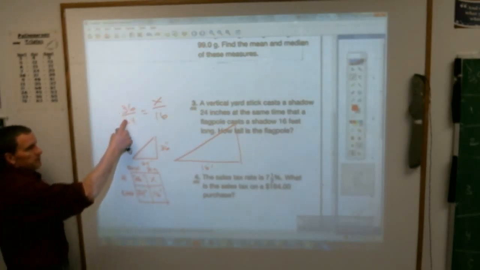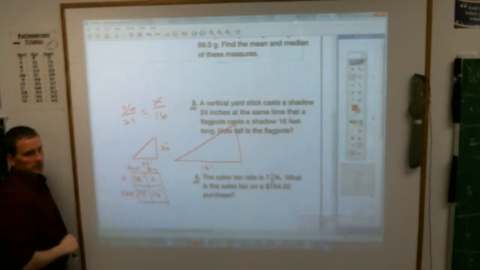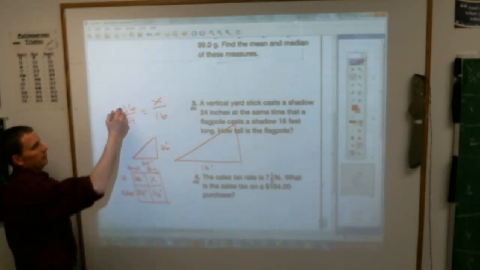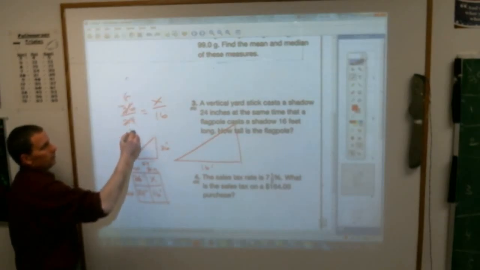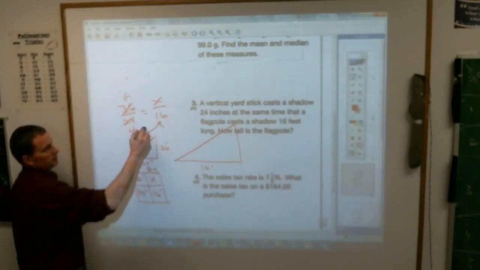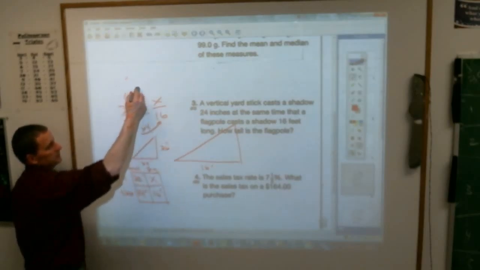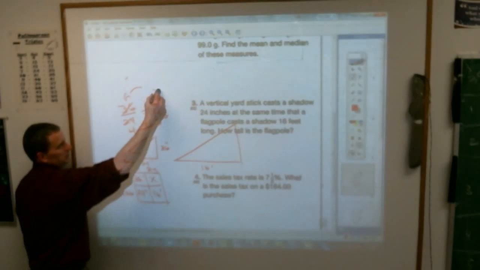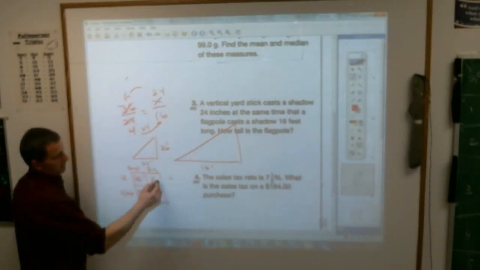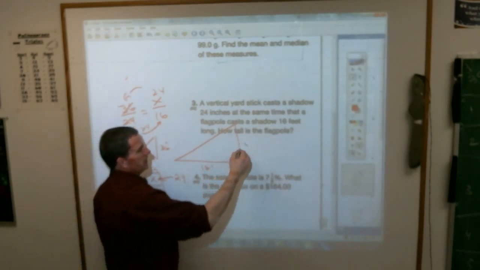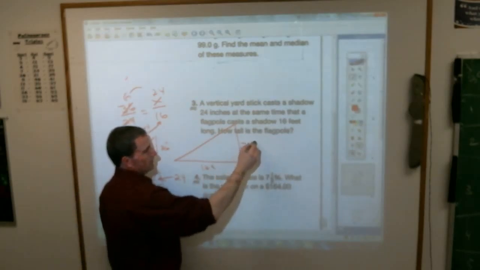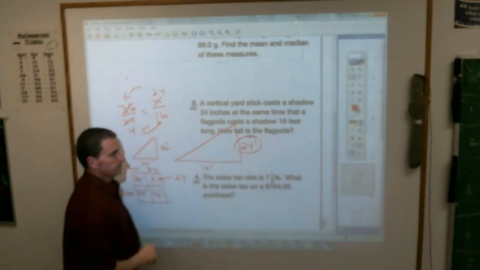Can you reduce this? What number goes into both of those? 6. If I divide them both by 6, this is 6 over 4, right? Now can I go from 4 to 16? Absolutely, times 4. 6 times 4 is 24. And that's what this would be. The big triangle is 24 feet tall.